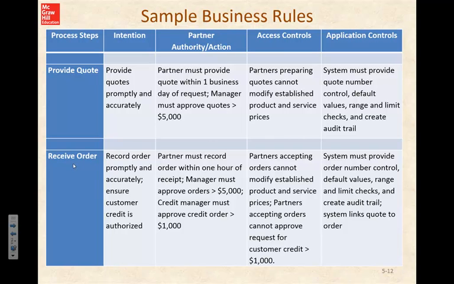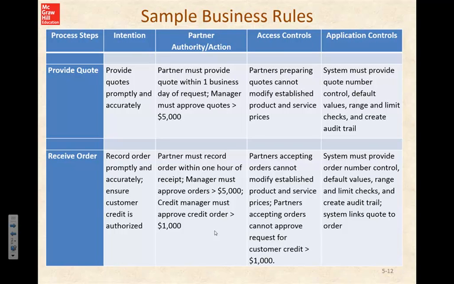So let's take a look at receiving the order. So here the intention is to record the order promptly and accurately, ensuring the customer credit is authorized. The partner authority: we want to record the order within 1 hour of receipt, and the manager again must approve orders greater than $5,000. And the credit manager now must approve credit orders over $1,000.